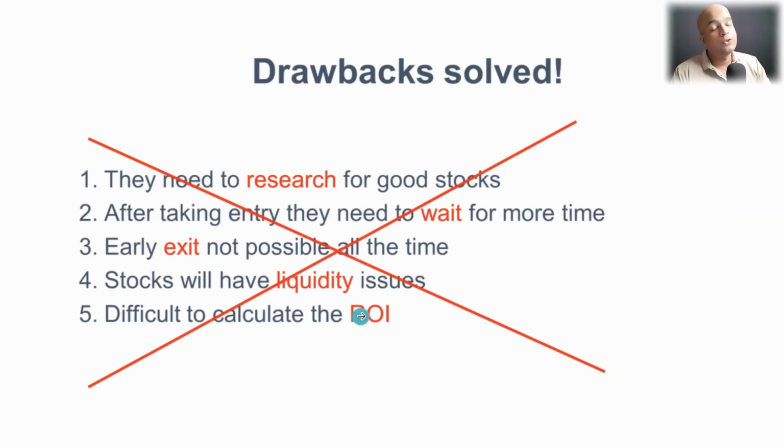Let's say if they have sold a call option at 20 rupees premium, their target is known: the premium goes from 20 rupees to zero. So they can easily calculate the ROI for this week, this month. So all the drawbacks have been solved by shifting to options. That is the reason they predominantly shifted some portion of their capital into options.